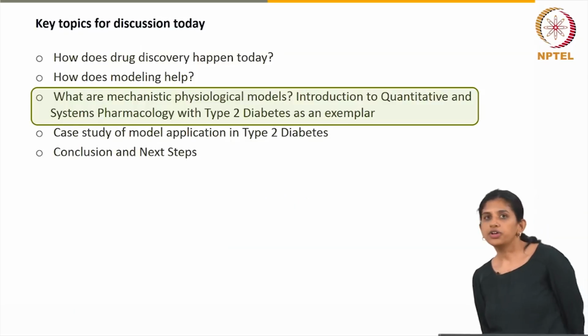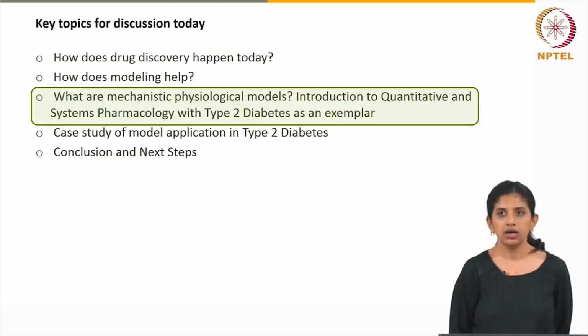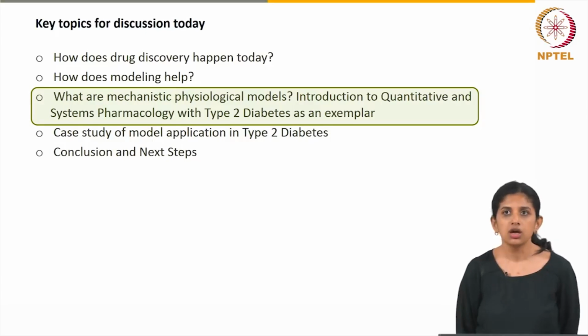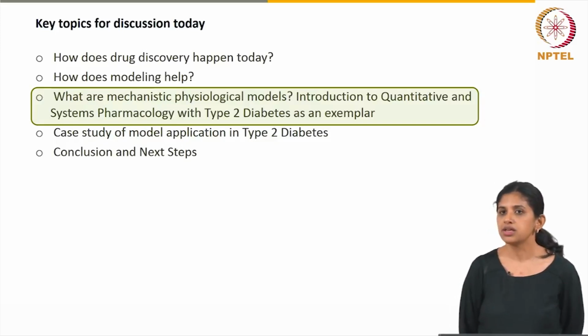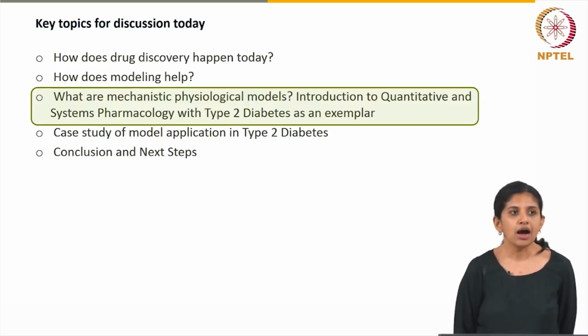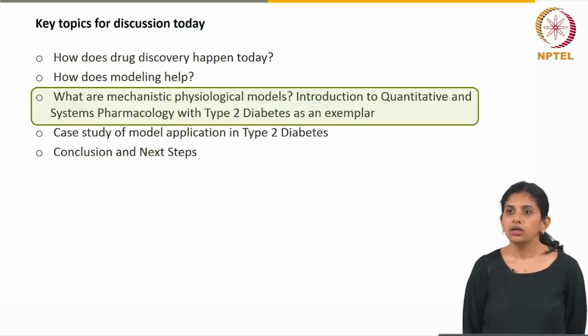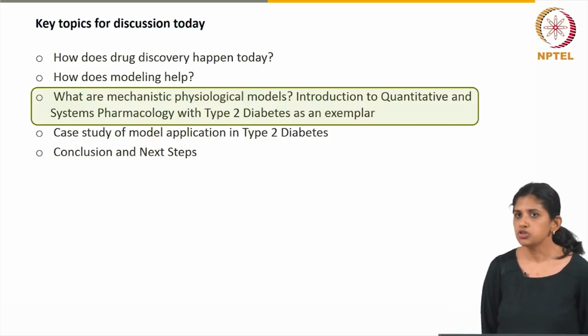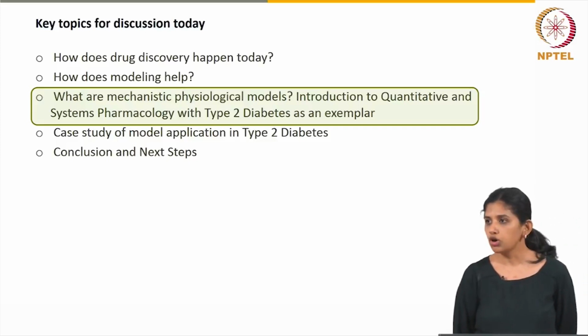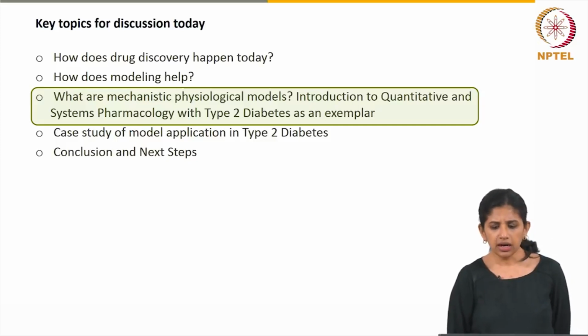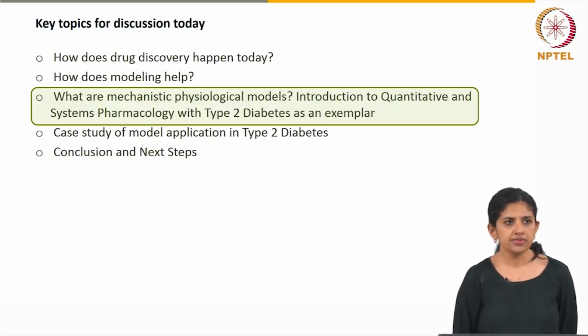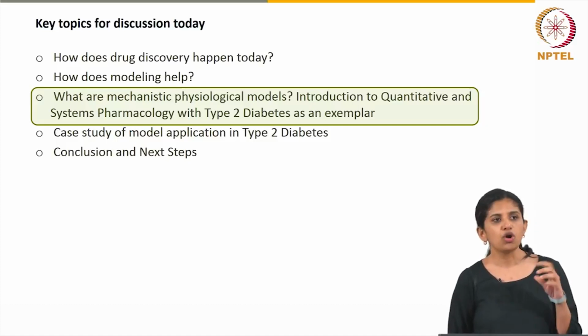So now let's talk about physiological models. We talked about pharmacokinetics, what does the body do to the drug, what are the interesting things that can happen to the drug, and how we can start thinking about models to capture that. Now let's wade into physiology, which can get a lot more complicated, a lot more intricate. And this is an introduction to quantitative and systems pharmacology. How do you develop a model of diabetes?